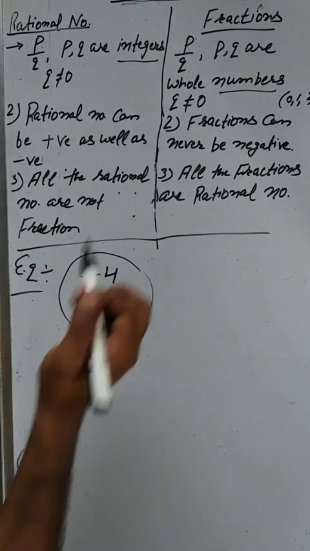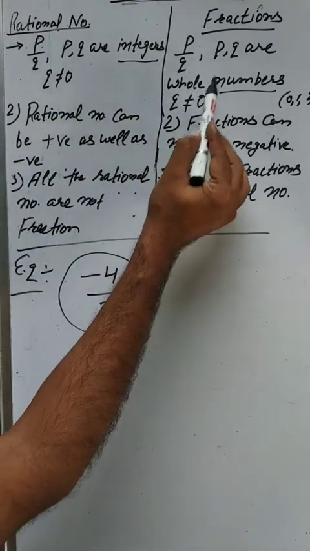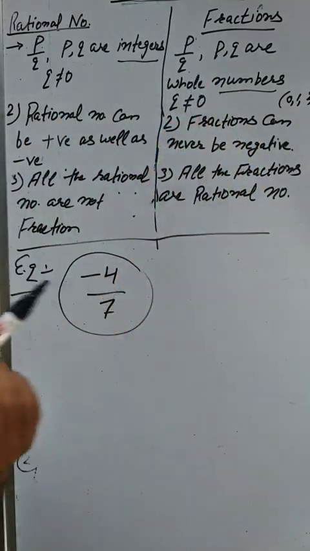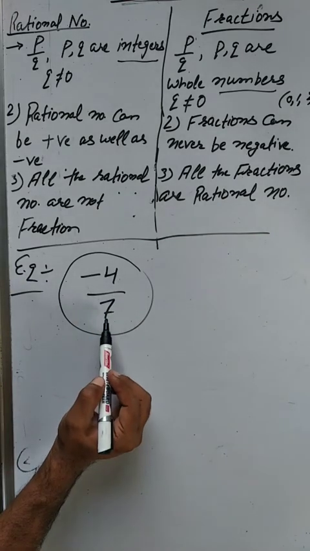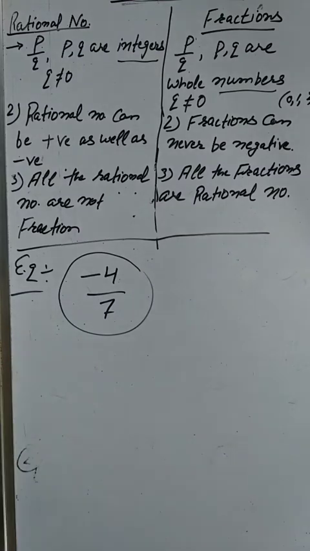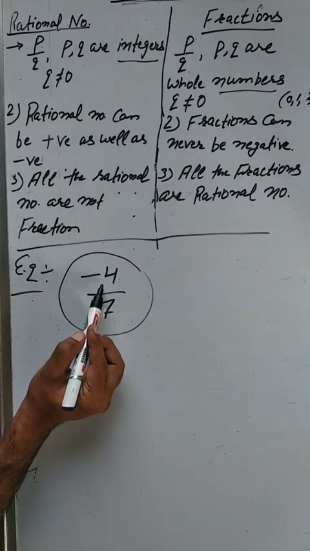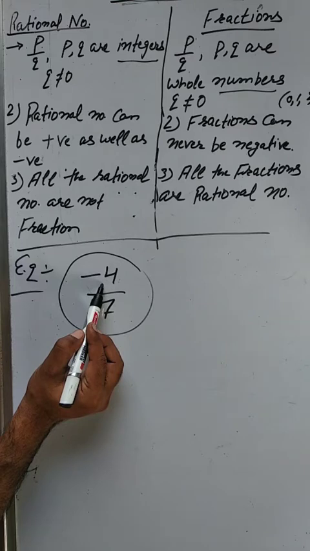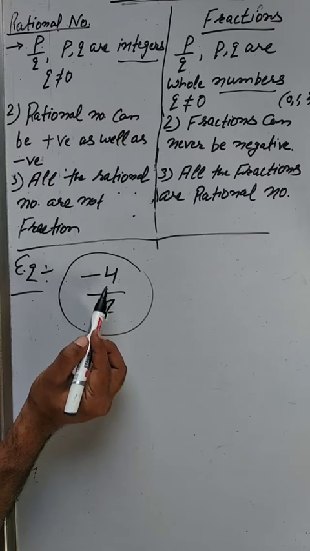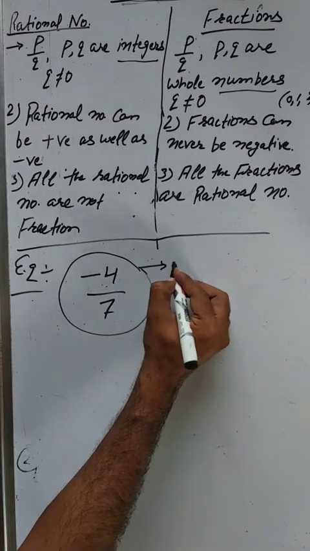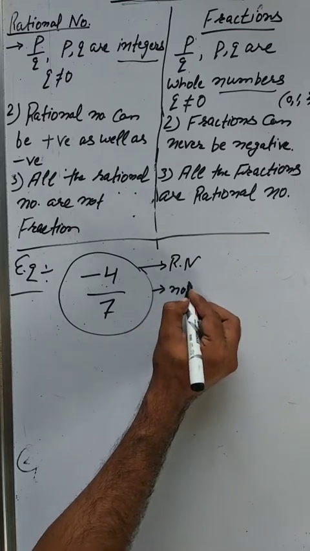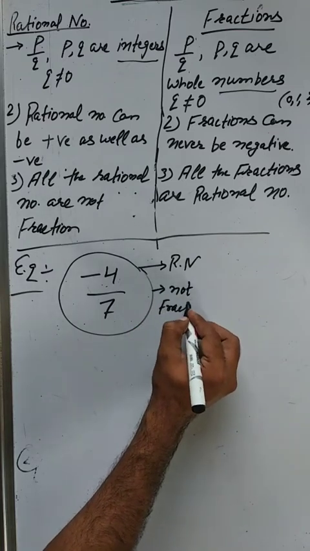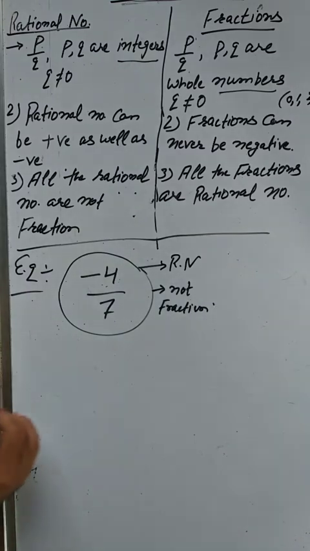Now beta, look here, according to the definition, in a fraction P and Q should be whole numbers. But here, P is minus 4 and Q is 7. Now P is minus 4. Minus 4 is not a whole number. Minus 4 is an integer, a negative integer. So it is a rational number. It is not a fraction. Clear?